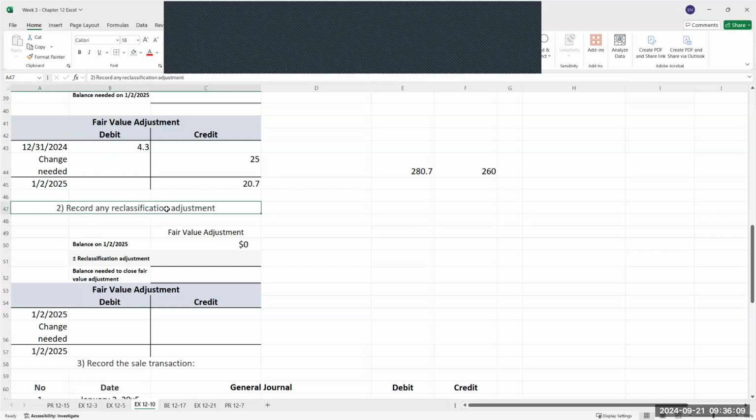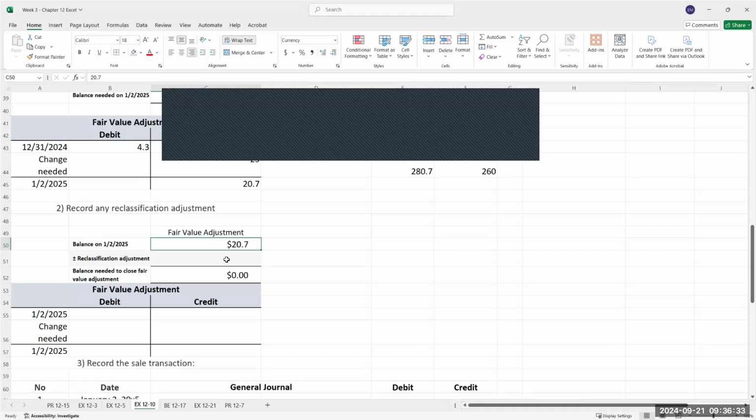So now it's asking us to record any reclassification adjustment, right? First and foremost, we're going to need to get this amount balanced down to 0, because here the balance as of January 2nd, 2025 is 20.7. If we need to get it down to 0, then obviously we're going to need to reduce the amount by 20.7. All right, so just keep this in mind.